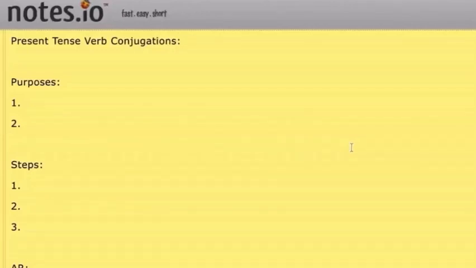We'll be going over present tense verb conjugations. Now, it's first important to understand what exactly a conjugation is and what its purposes are.